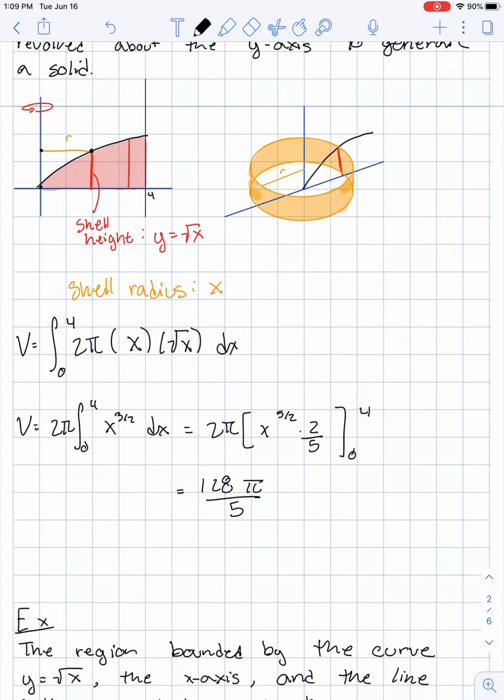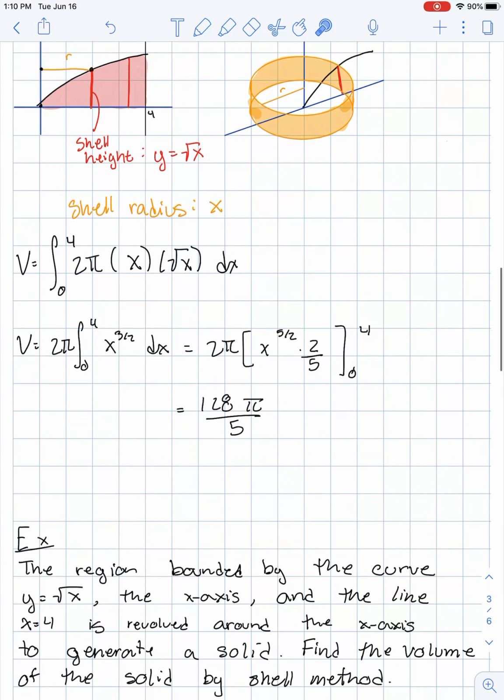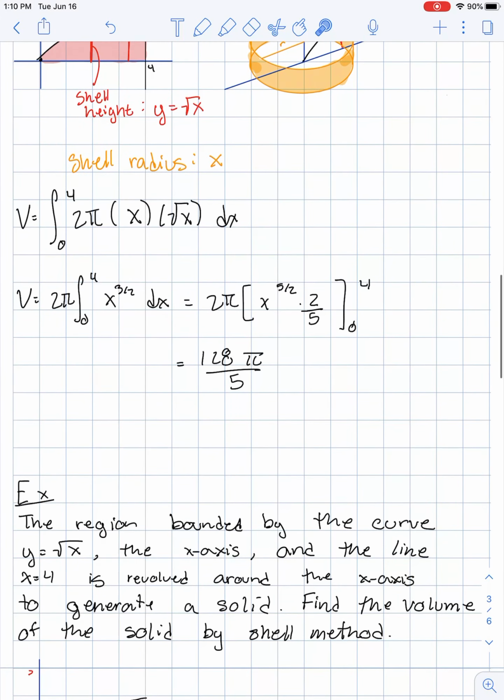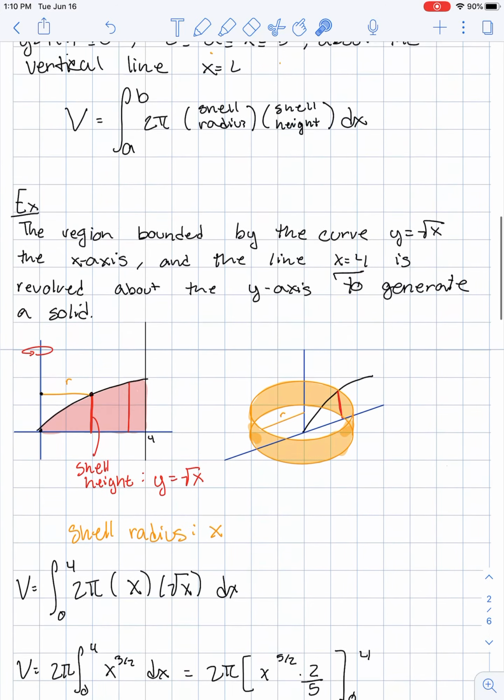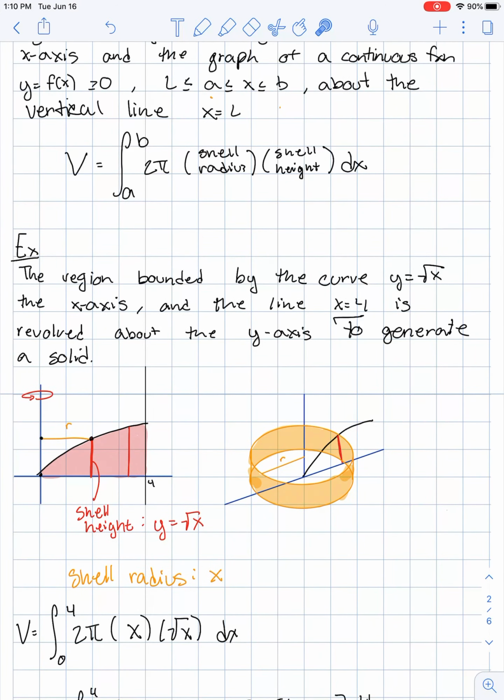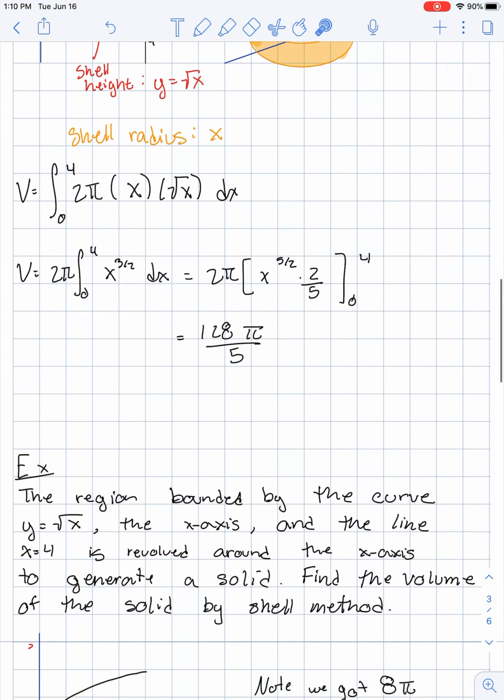All right. So not too much work in terms of integration, other than calculating this number. But it was difficult to see the height and the radius. After we do some examples, we'll do a summary of what to do. So that was rotated around the y-axis. Let's do one that we actually already know.